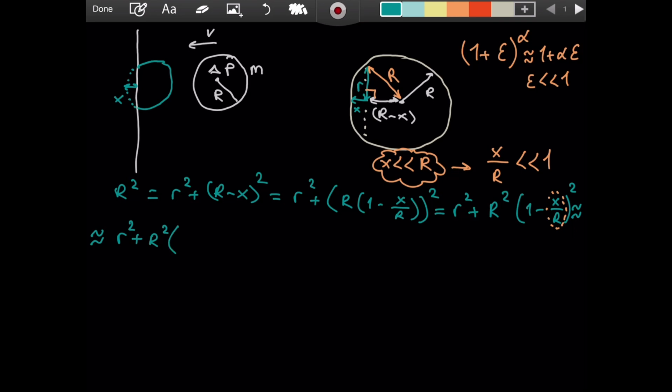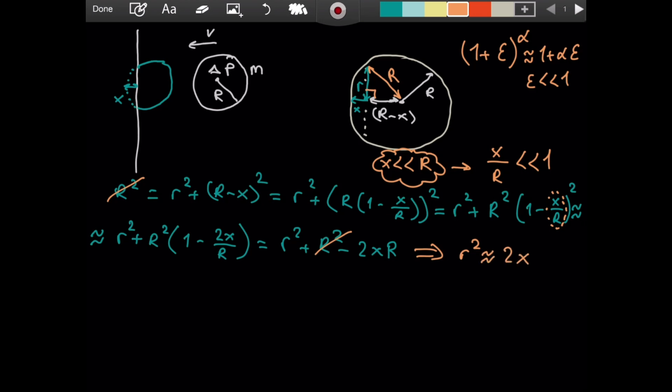Using this approximation, we will say this is approximately equal to little r squared plus capital R squared. So, what do we have from the formula? We have minus, in the original formula we have plus, that doesn't matter. You have minus, you put the 2 in front, so 2x over R. Which is, if we now distribute the R squared, equals little r squared plus R squared minus 2xR. So this and this cancel, which means that little r squared is approximately equal to 2Rx.